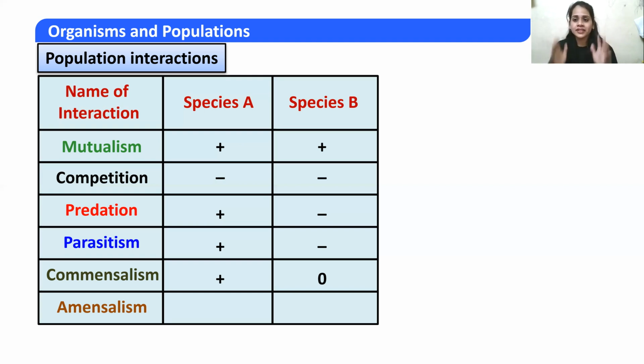That it's neither going to get benefit nor harm. Okay, so it's like zero impact on the other species. And amensalism also, there would be a negative impact. It's a little bit different from commensalism. In commensalism, one species gets benefited, but in amensalism, one species gets a negative impact while the other species doesn't have any impact. Matlab, it doesn't have any harm, neither is it having any benefit.